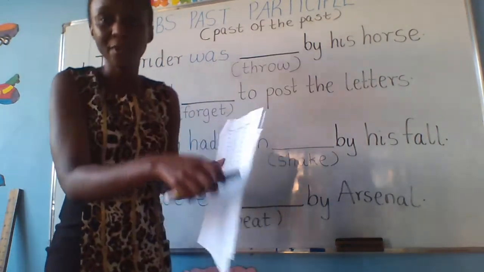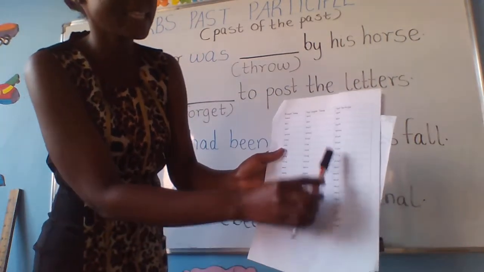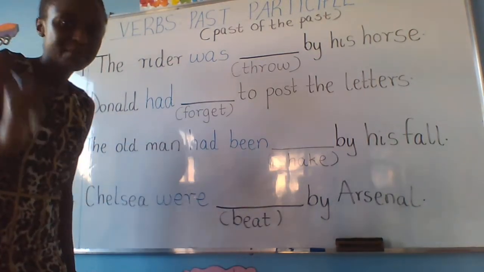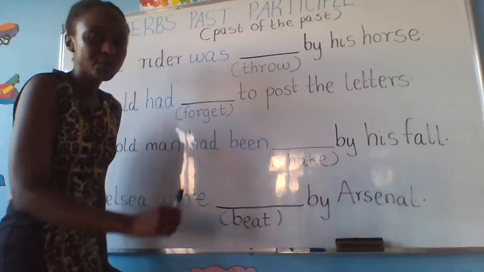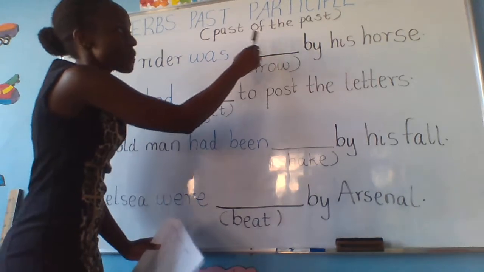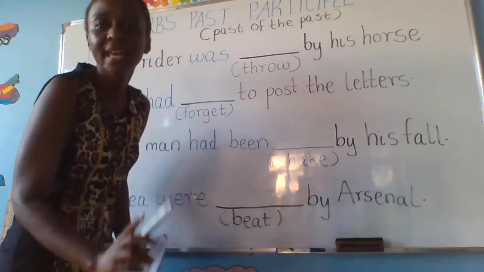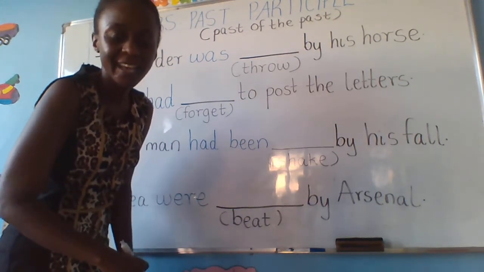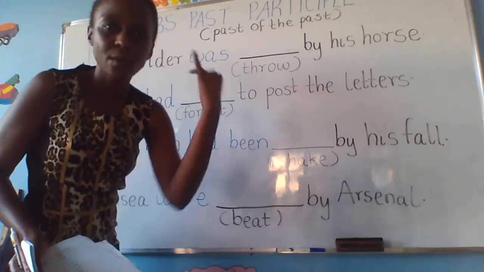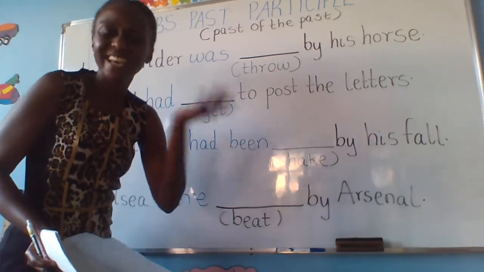So we are going to our third form of verbs. I said the first form is present tense, the second is past simple tense, the third is past participle. As I said before, in order to use past participle, remember it means past of the past. You must have helping verbs. Say helping verbs. Good. What are the helping verbs that you know? Was, were, had been, has been, have been.